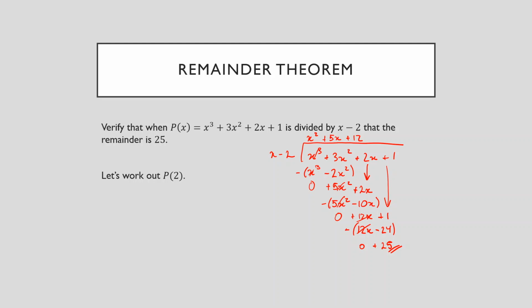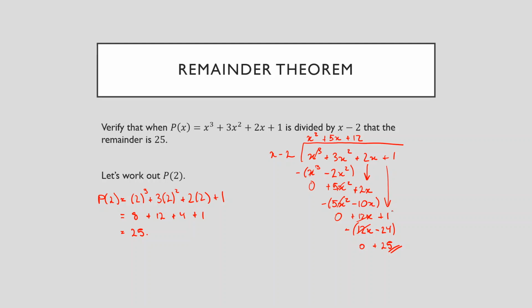Now, for no particular reason at all, let's work out p of 2. Okay, sure, why not? Let's do that. So p of 2, just replace all these x's in our polynomial with 2, and you'll get 2 cubed plus 3 times 2 squared plus 2 times 2 plus 1. 2 cubed is 8. 2 squared is 4, so 3 times 4 is 12. 2 times 2 is 4 plus 1, and yep, would you look at that? We get the same number as the remainder when we divide them.